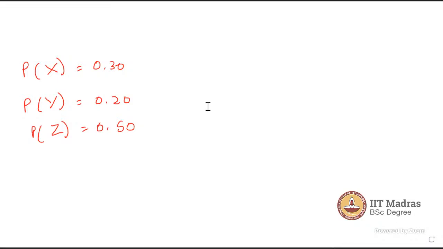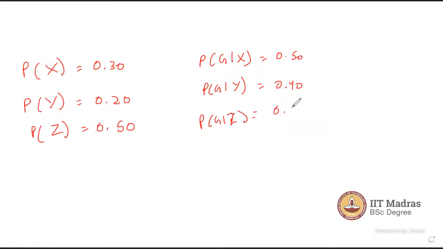Then the conditional probability is given: first one is 50% in X, 50% in Y, and 60% in Z. This is the probability of girls given each college. Can you tell me the numbers? 50% for X and 40% for Y. 50, sir, 50. And 60% for Z. Okay. So you have to find the probability that the selected student is a girl, right?